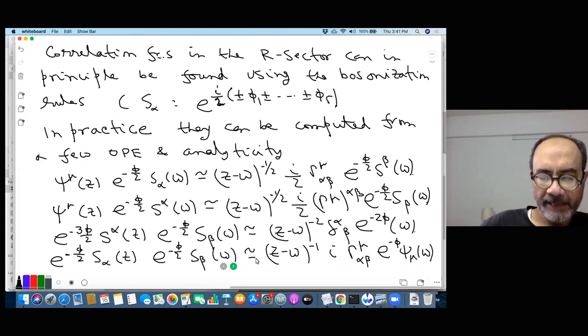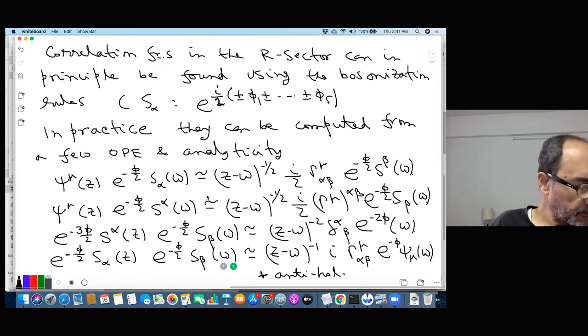And similar for anti-holomorphic, plus the corresponding OPEs in the anti-holomorphic sector. And the point is that once you use this and use the fact that these are holomorphic, these are analytic in w, okay, del w bar of this is zero, then you can essentially derive all other correlation functions from here. Okay, are there questions? I'll explain what these gamma mu's are. But are there any questions about these operator expansions?